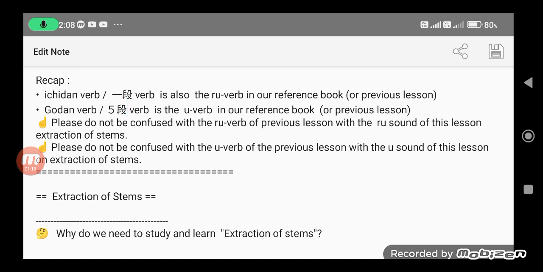Please do not be confused also with the u-verb of the previous lesson. That u-verb, which is also called Godan verb. Please do not be confused with the u-verb of that lesson with the u sound of this lesson concerning extraction of stems. So okay, let's discuss the extraction of stems.